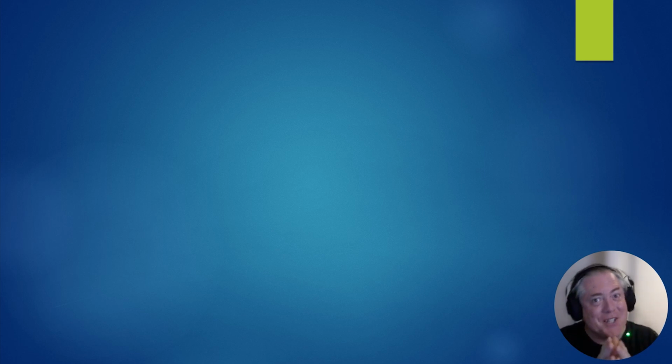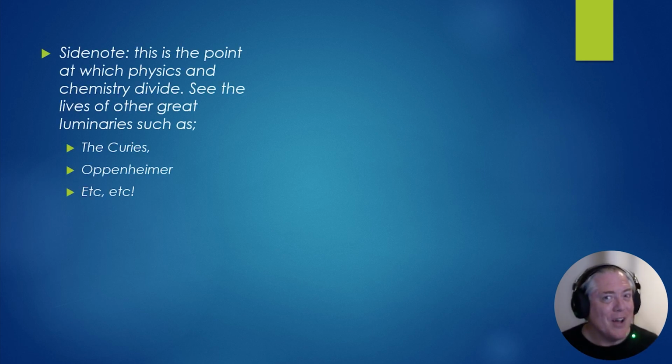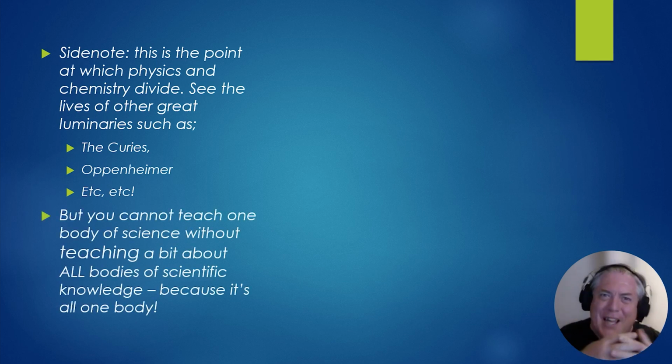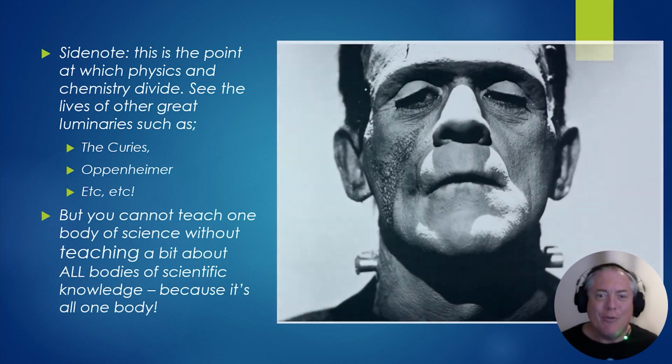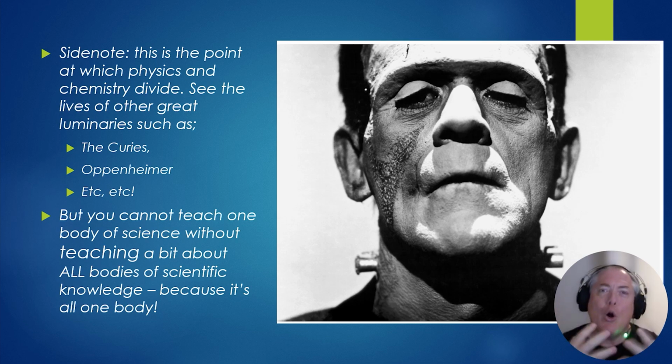Now, this is one of the main points in the history of science where chemistry and physics divide, because you can't teach one body of science without teaching everything else that science knows. It all fits together like a body, a bit like Frankenstein's monster. Sometimes it doesn't fit together well and the stitching's a bit messy, but science belongs together. And we'll talk more about that later.